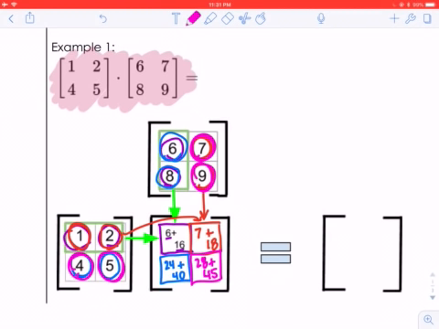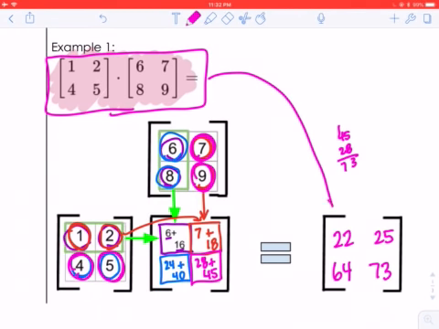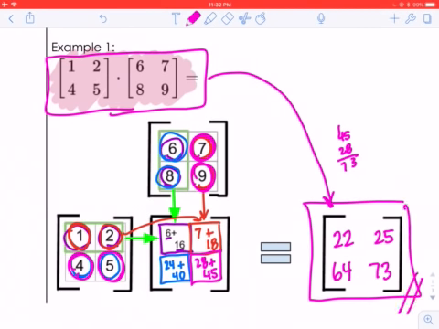From there, I just have to add them together. So 6 plus 16 would be 22. 7 plus 18 would be 25. 24 plus 40 is 64. And 28 plus 45 makes 73. So that's how we would get from this problem here to our answer here. So this would be our final answer. Okay, so essentially we're multiplying the two pieces together and then adding what we get.